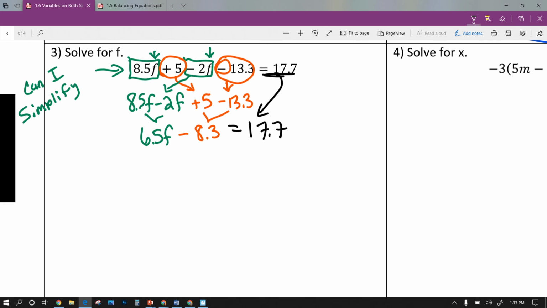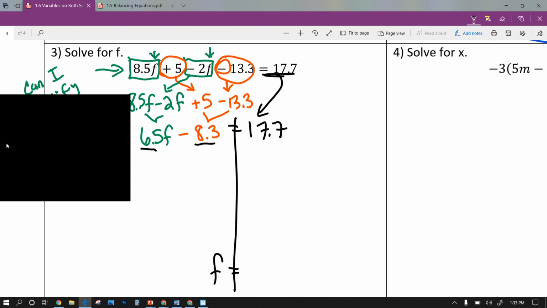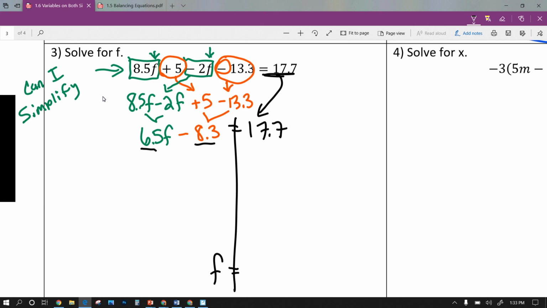So now we once again have a two-step equation because our objective is to isolate f, which means that there are two numbers that both need to get moved to the right side of the equation. So go ahead and solve this equation out. If you need some help with it, watch the previous video where I go over the two steps of how to solve a two-step equation.